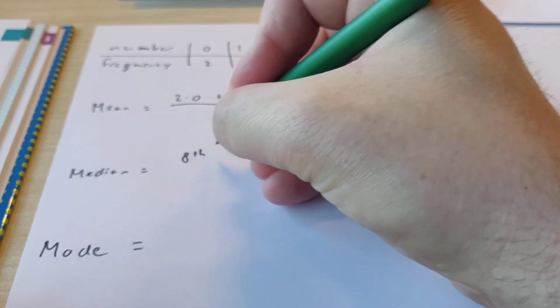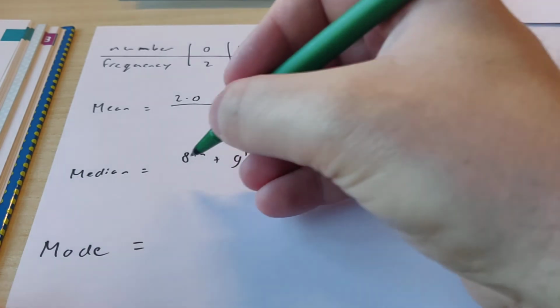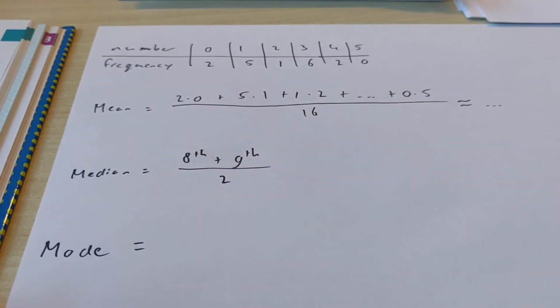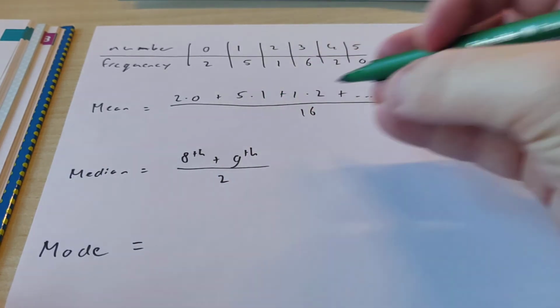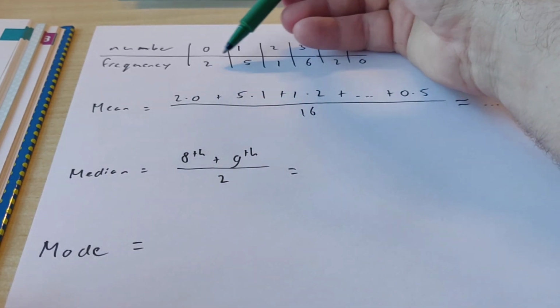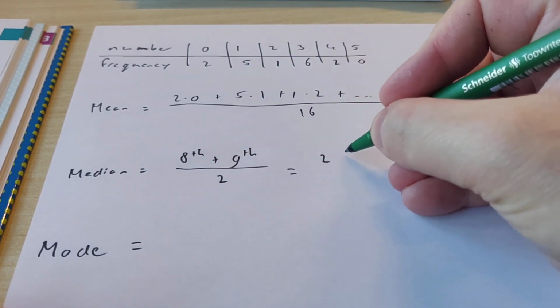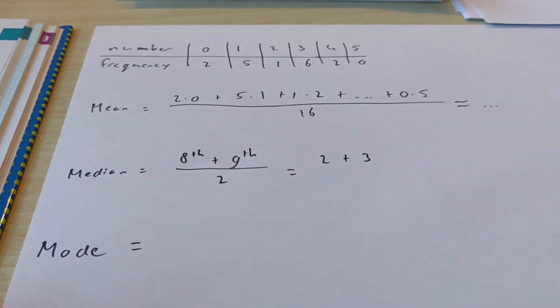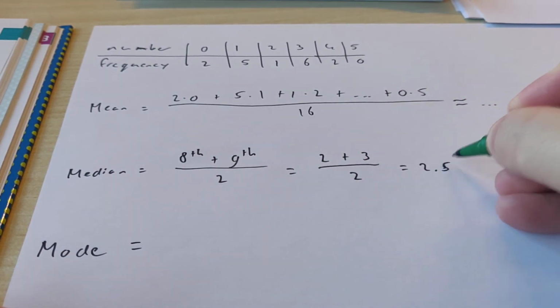So we have to do the 8th number and the 9th number. We have to add them and then divide it by 2. If you have an odd number here, if it were 15, then you only have one number in the middle. That would be the 8th number then. So now we do the 8th plus the 9th number. So here we have 2 plus 5 is 7 plus 1 is 8. So the 8th number is a 2 and the 9th number is a 3. If you divide that by 2 you have 2.5 and that's the median.